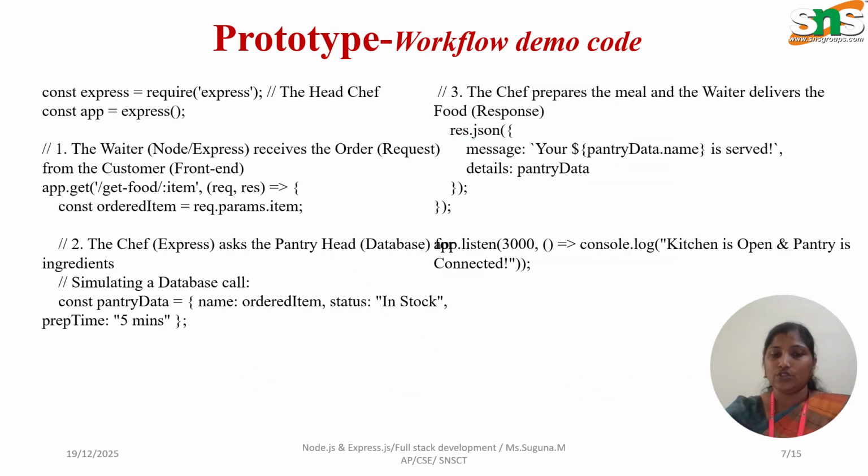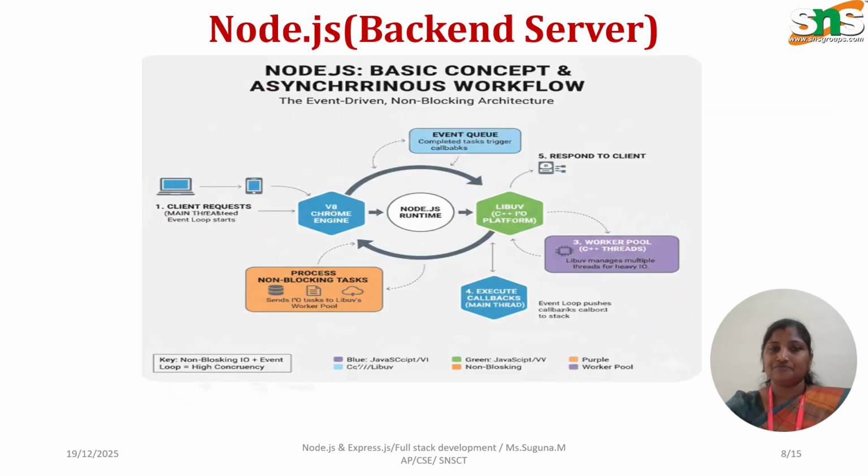Now let me explain the prototype workflow demo. So now let us understand the demo code which is shown here. Here we import Express. We create an application. We define a route which is get food item. When a request comes, the ordered item is extracted. A simulated database call is made. Then a JSON, which is JavaScript Object Notation, response is sent back. This clearly shows how Express handles routing, how backend logic works, and how the response is sent to the front end.